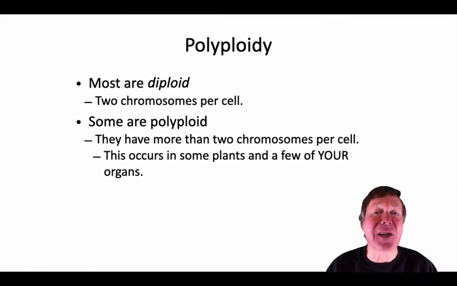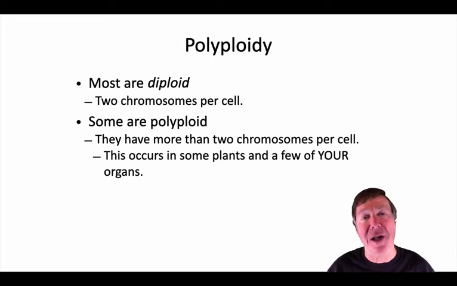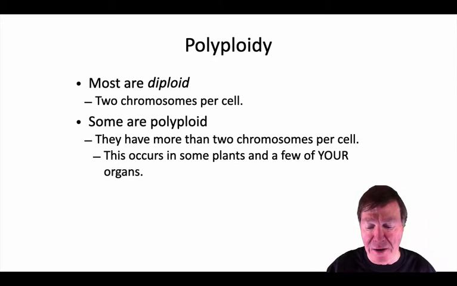There are actually cells that are polyploid. They have more than two pairs of chromosomes for each one of those. Normally it only occurs in some plants, and it can also occur in some of your organs like your liver, your kidneys, and things like that. There are cells that have more than just the two pairs of chromosomes. Why? I have no clue, but I'm supposed to talk about it, so I did. Covered that one. Check it off.